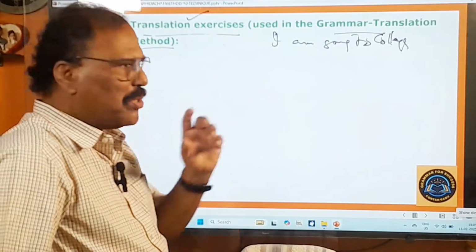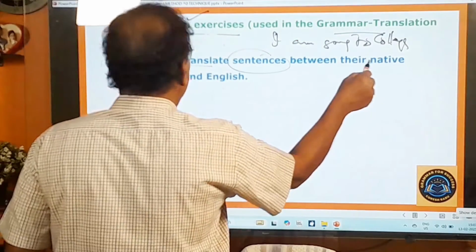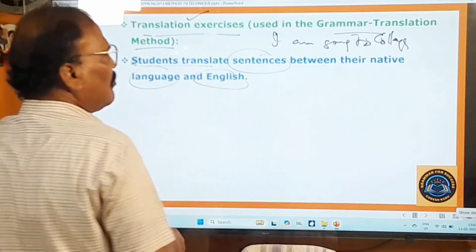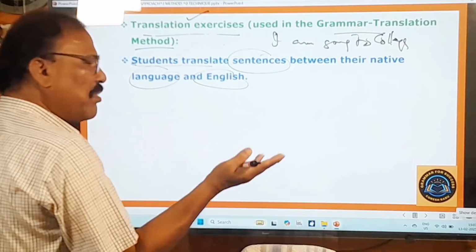So at that time, I used to give more examples like this. Students translate sentences between their native language and English. Native language is nothing but their mother tongue, whatever may be the mother tongue.